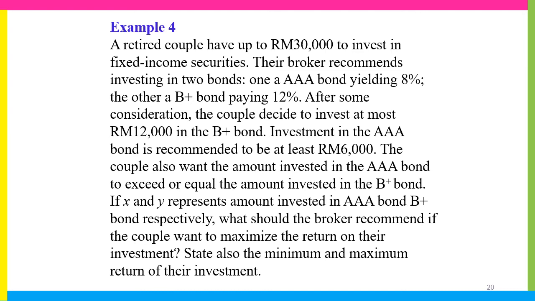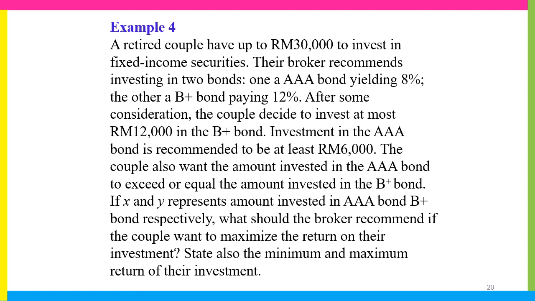Okay, their broker recommends investing in two bonds. One AAA bond yielding 8%. The other a B plus bond paying 12%. After some consideration, the couple decide to invest at most 12,000 in the B plus bond. Investment in AAA bond is recommended to be at least 6,000.